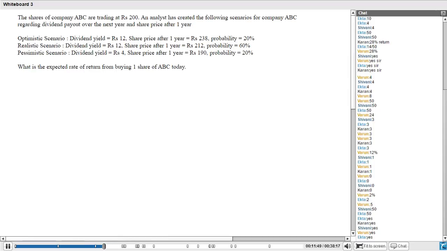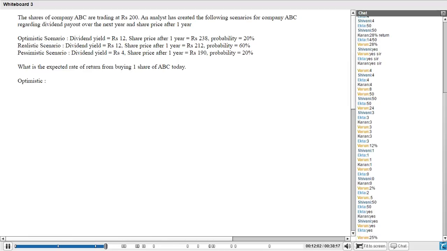So in the optimistic scenario, can all of you compute what is the return? What would be the return in the case of an optimistic scenario? So Varun says 25%, Karan says that. Let's check. So we have a dividend yield of 12 and a capital gains of 38, which is 50 on an investment of 200, which is 25%. Perfect. And the probability in this optimistic scenario is 20%.